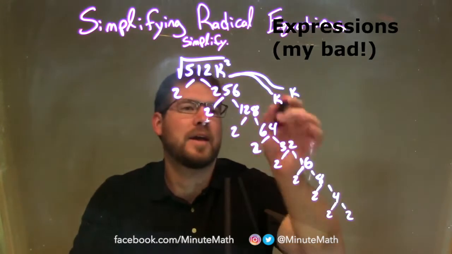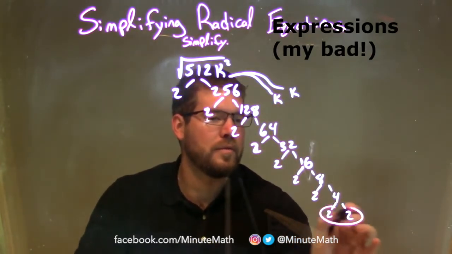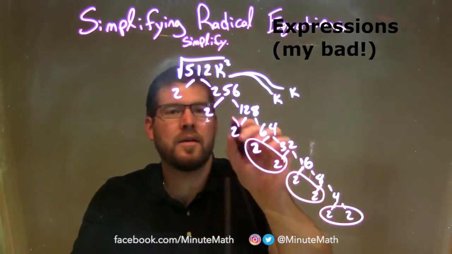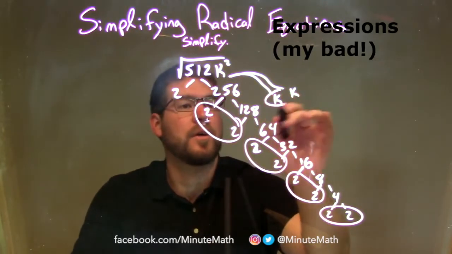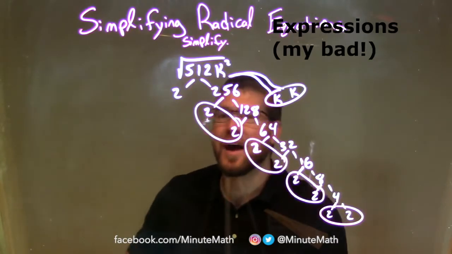So, and then the k squared was k times k. Let's circle our pairs. I have a pair of 2's right here. One pair of 2's, 2 pairs of 2's, 3 pairs of 2's, and 4 pairs of 2's. And a pair of k's too, don't forget that. So every single pair we have, we're going to put outside of our square root.